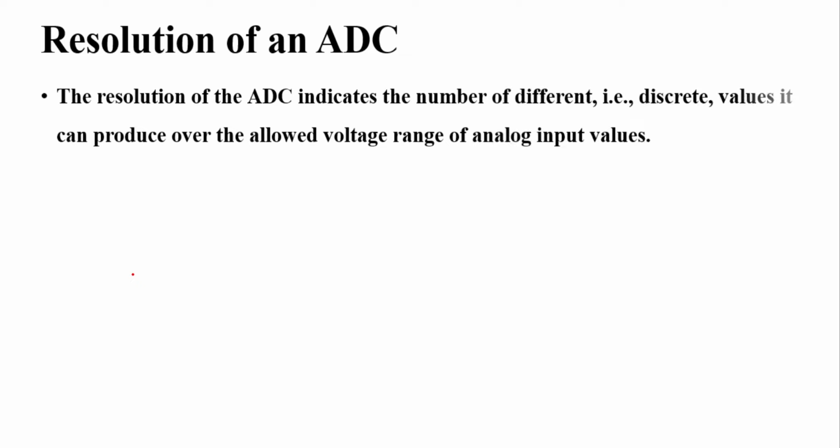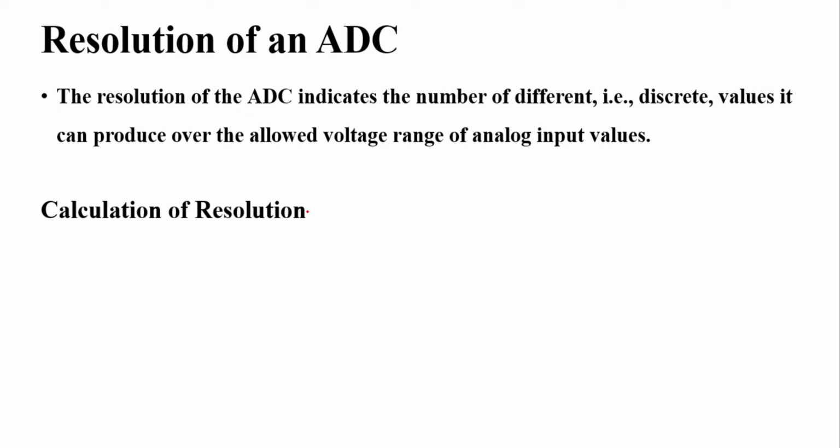Now, what is the resolution of an ADC? Resolution is one of the most important parameters of an ADC, or even in the case of a DAC, digital to analog converter. Resolution indicates the number of different, or we can say discrete, values which the ADC can generate within a particular voltage range. So we must know the voltage range in which the ADC can work, and we must know how many discrete values the ADC can generate within that voltage range.